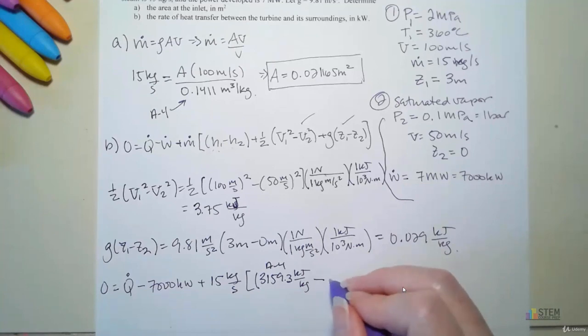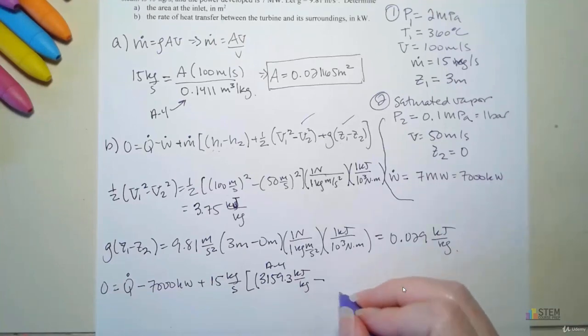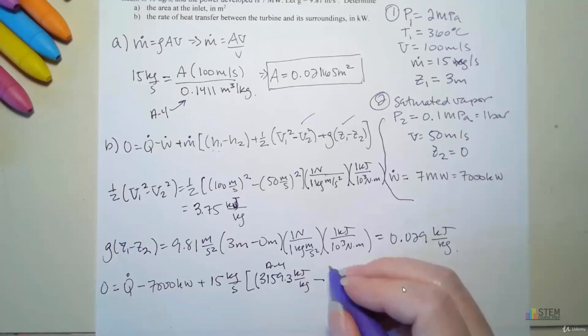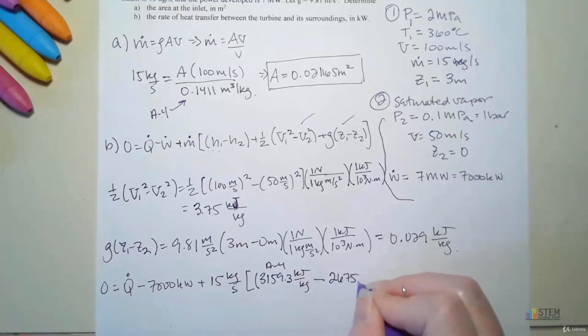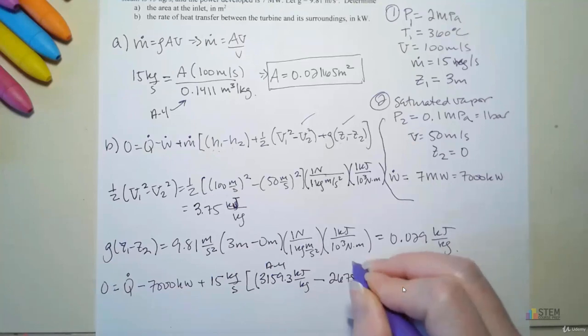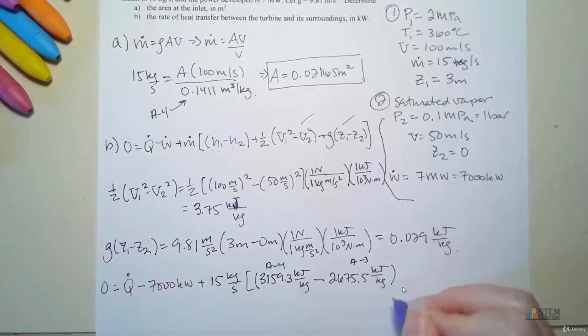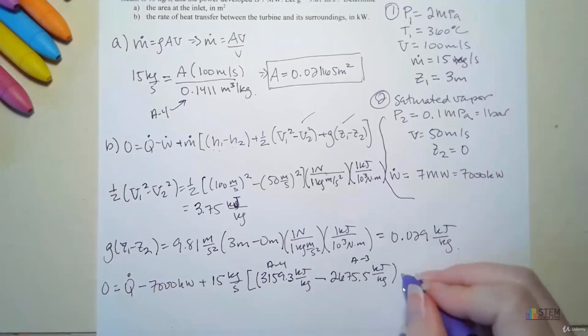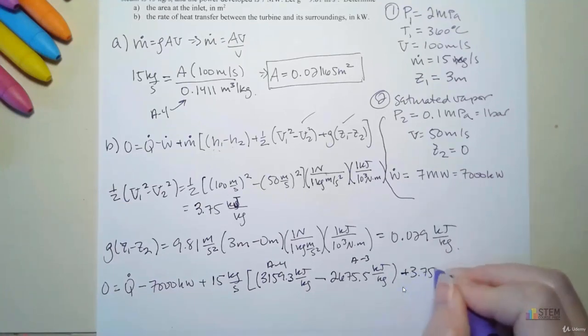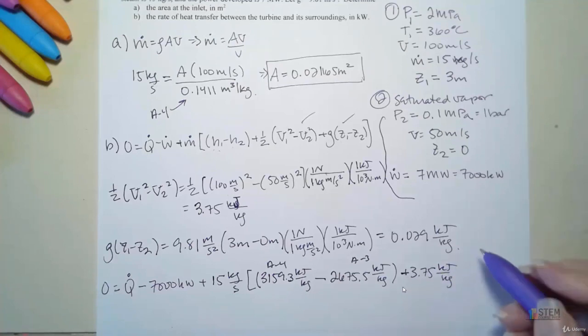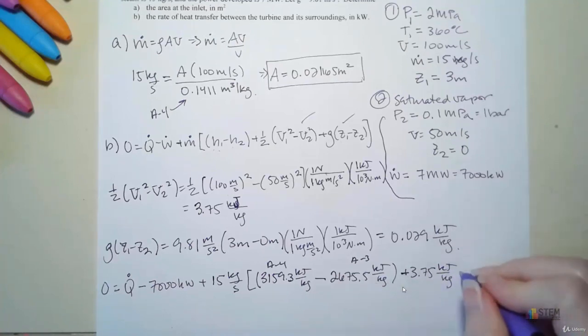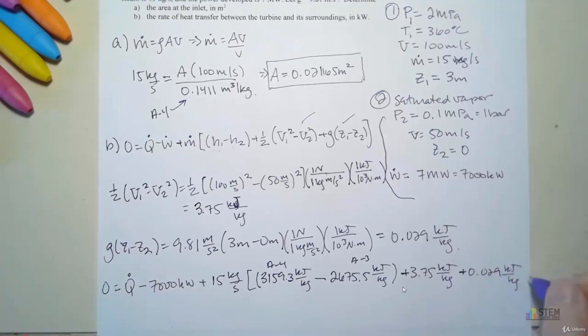And then we subtract the one at H2. Now at the exit point we have saturated vapor, so you're going to go to the saturated water table and you'll look up that value there. So that'll be 2675.5 kilojoules per kilogram, and that's table A3 if you're using the same tables as me. Then after that we've got 3.75 kilojoules per kilogram. Notice the units are the same. And then for potential energy, we've got 0.029 kilojoules per kilogram.